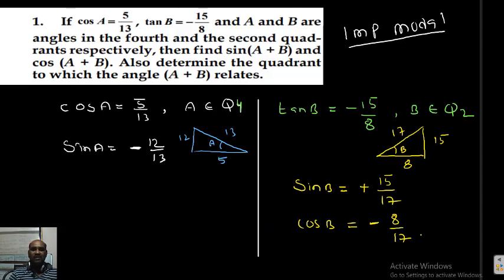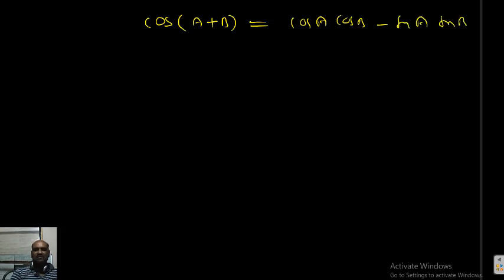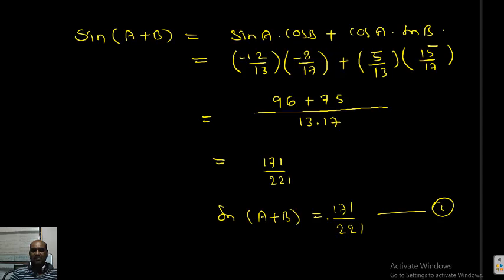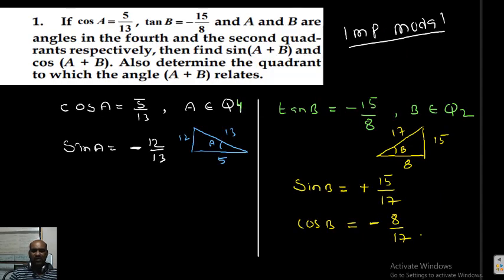What do you want next? Cos of A plus B. I will find it on the next page. Cos of A plus B, what is the formula for this? Cos A cos B minus sin A sin B. Cos A cos B minus sin A sin B. Should write cos A, 5 by 13.